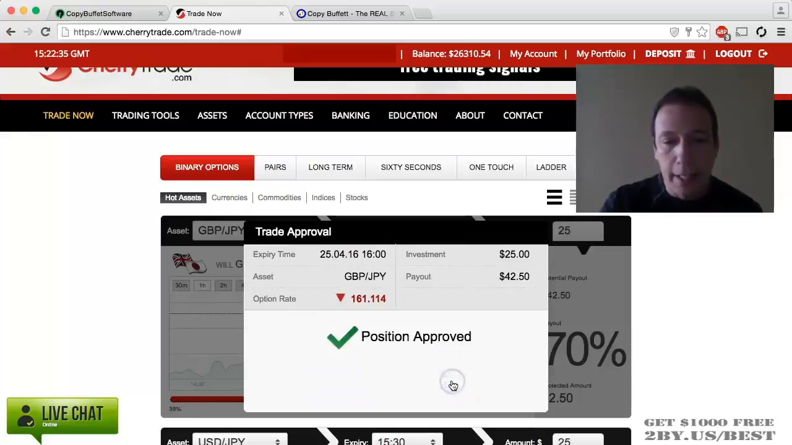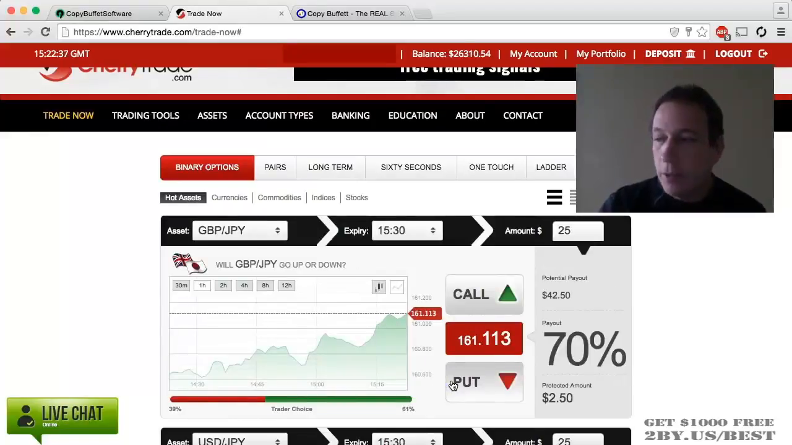We got in at 114, so we are almost 74 micro pips better than the strike rate offered by Copy Buffett. So as you can see, we have increased our chances significantly of being in the money. It's about being patient and waiting for that better strike rate.